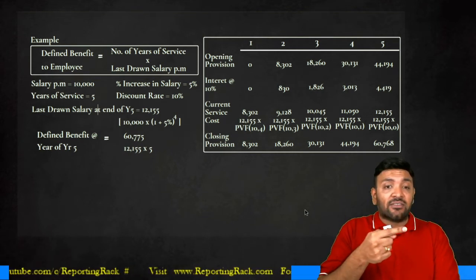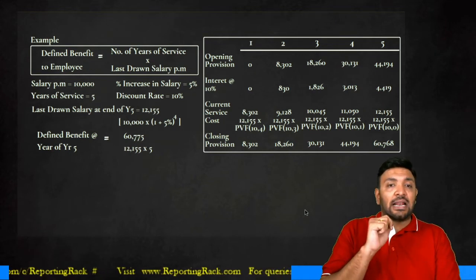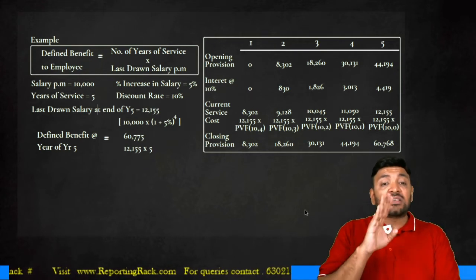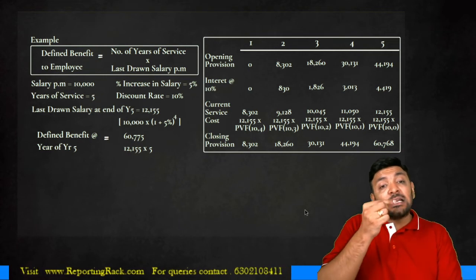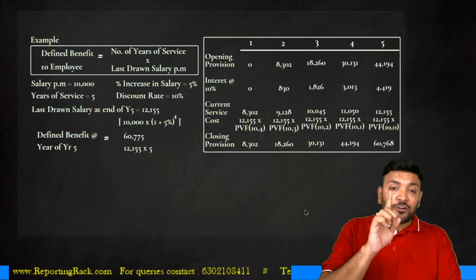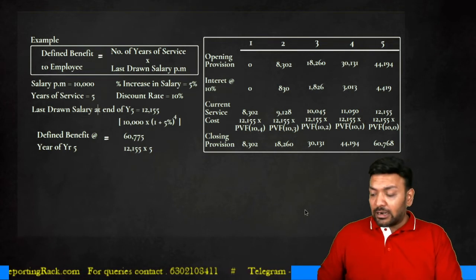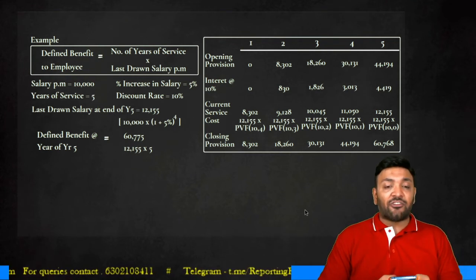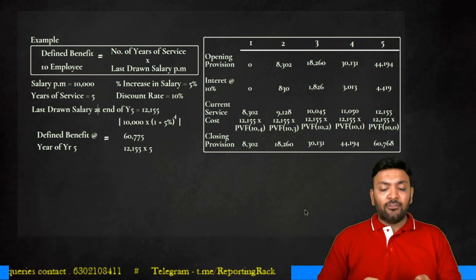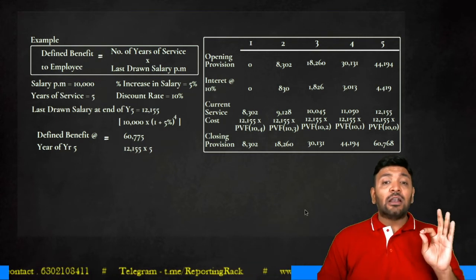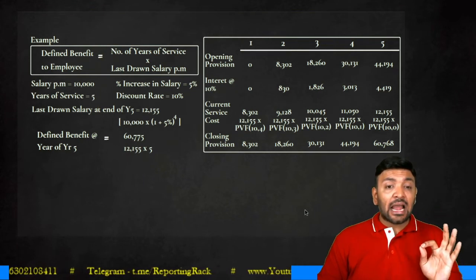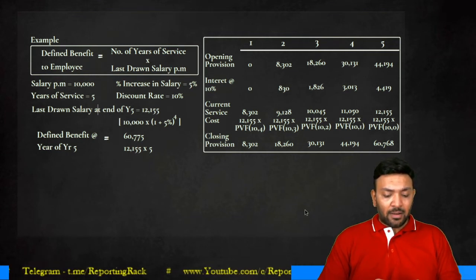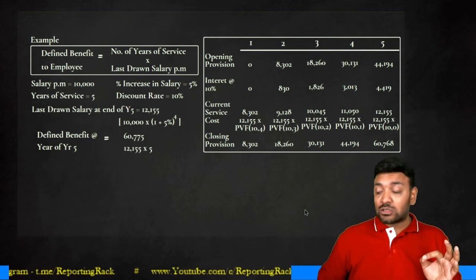As he completes 1st year of service, the obligation is 1 into last drawn salary. As I complete 2nd year of service, the obligation is 2 into last drawn salary. As I complete 3rd year of service, it is 3 into last drawn salary. Like this, the provision keeps on increasing every year. Correct? So total amount I have to pay at the end of 5th year is 60,775. Divided by 5, each year I'll have to create a provision of 12,155.